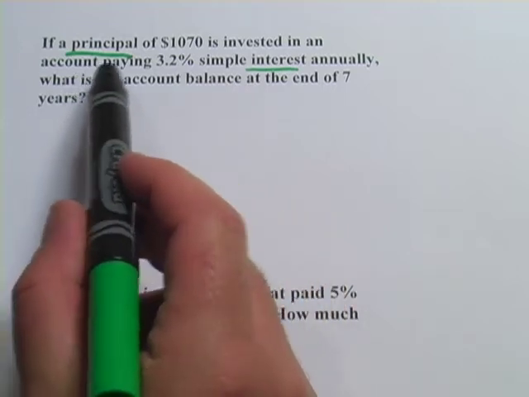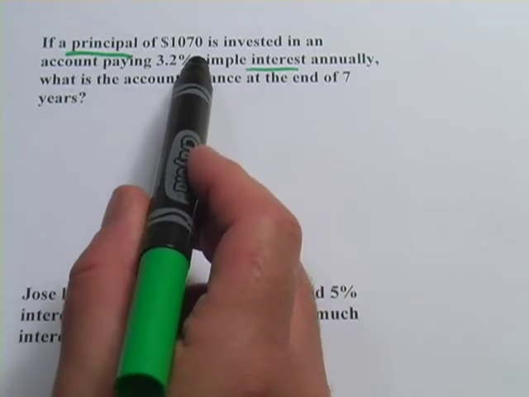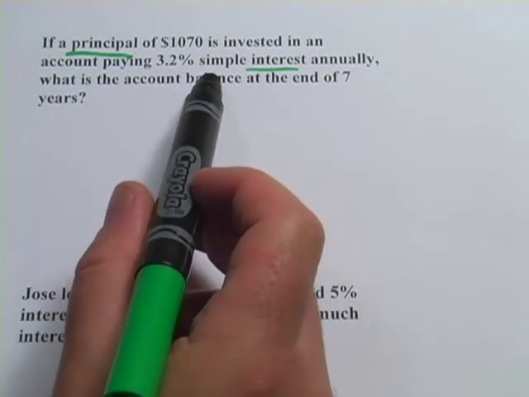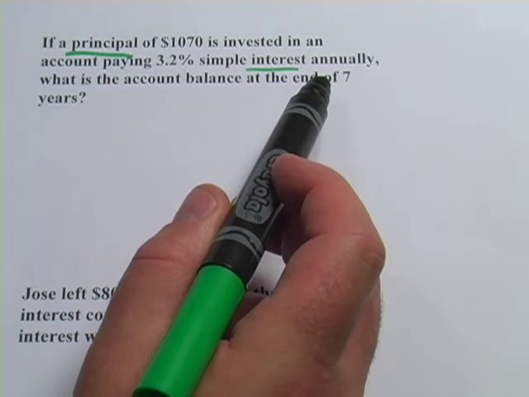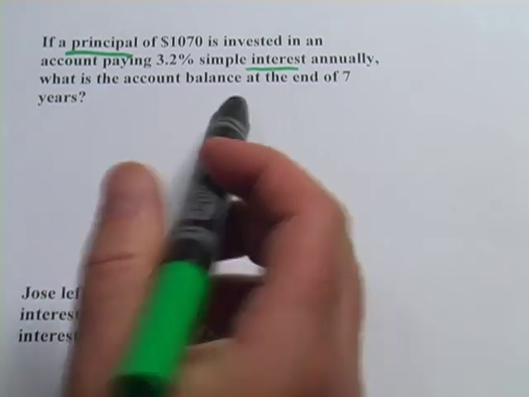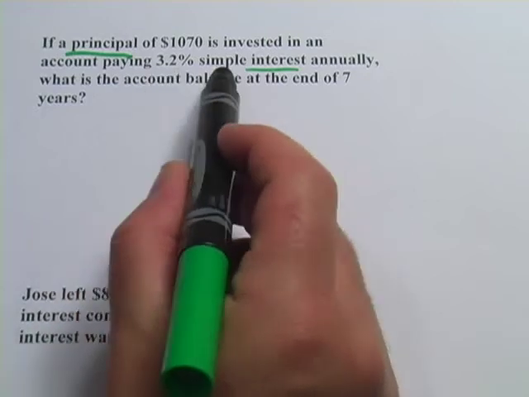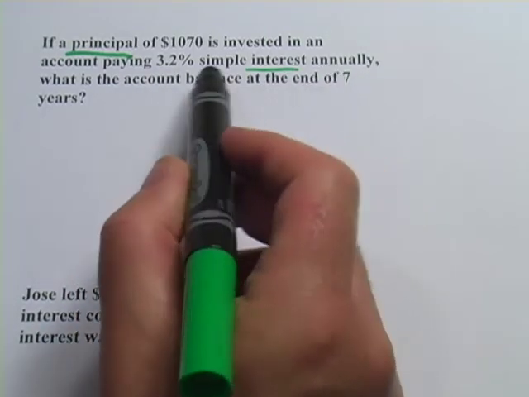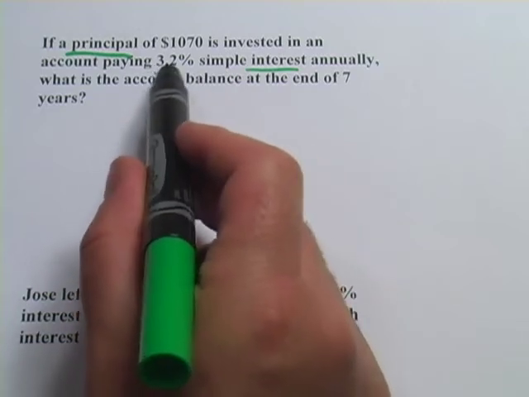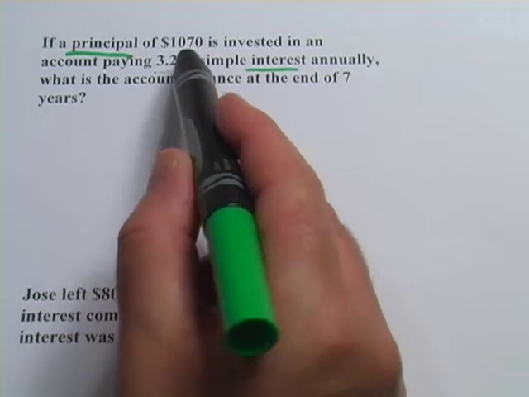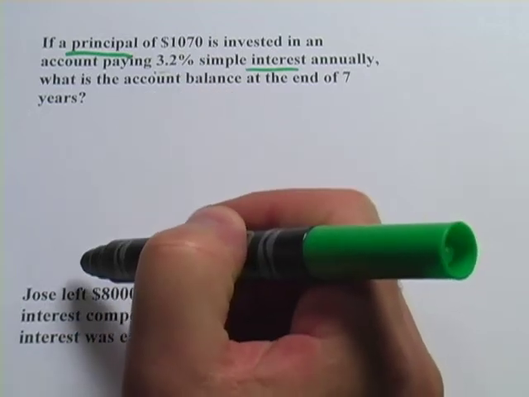It says, if a principal of $1,070 is invested in an account paying 3.2% simple interest annually, what is the account balance at the end of 7 years? When it says simple interest annually, well, annually means every year, and simple interest means you get that rate, 3.2%, of what you put down originally added to it every year.